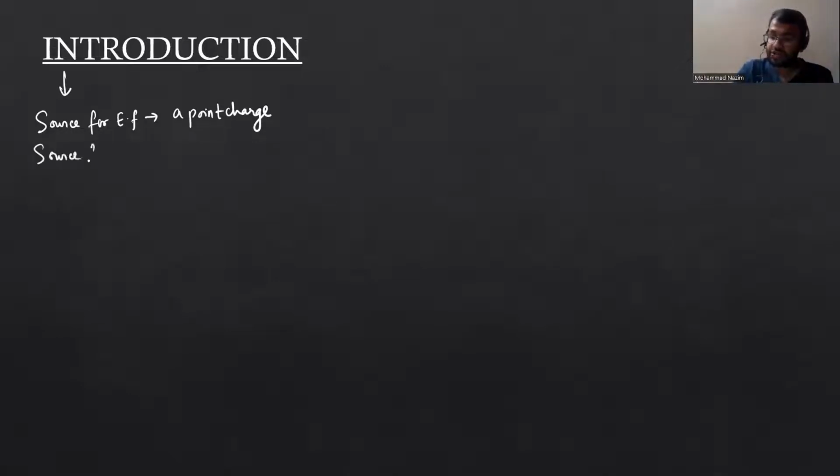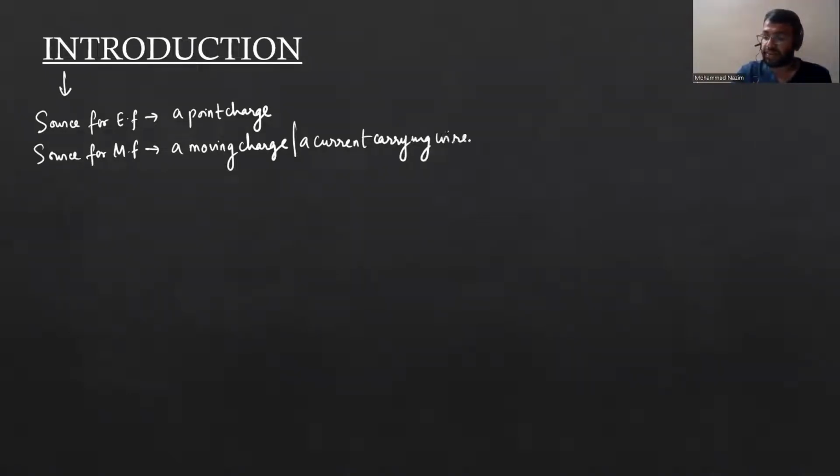Similarly, the source for magnetic field is a moving charge. Charges which are moving in a particular direction will give rise to current. So a moving charge is also equal to what? A current carrying wire. This is the source for magnetic field. And then we also have a magnet, which is also a source for magnetic field, which we will discuss later.